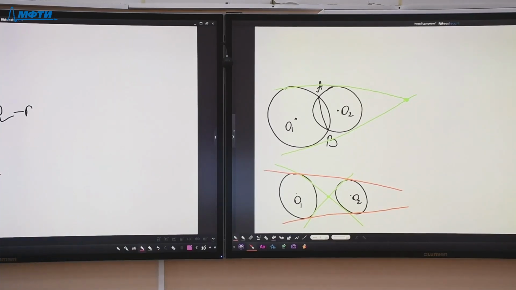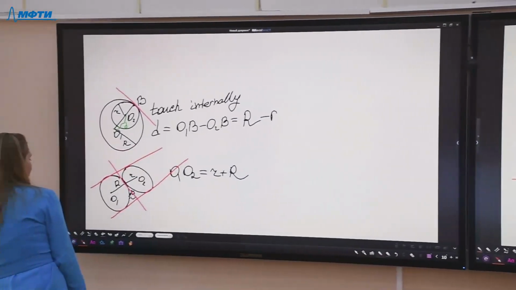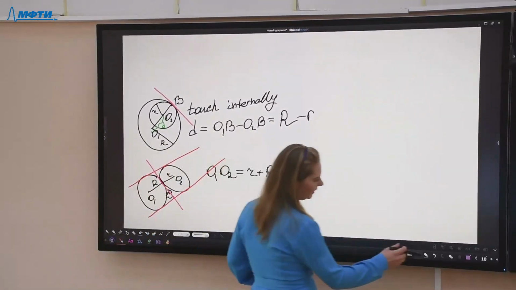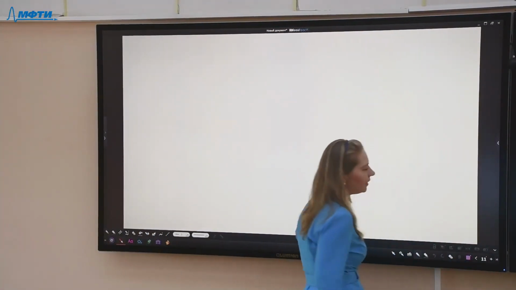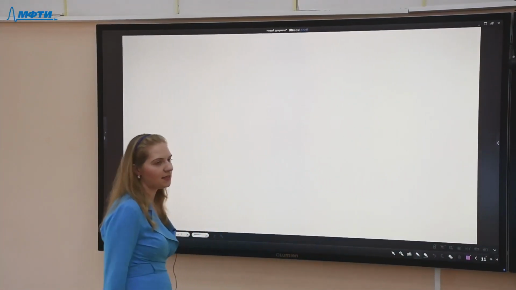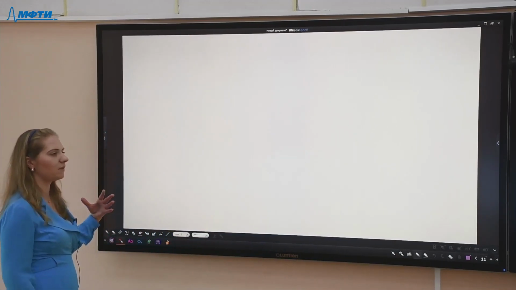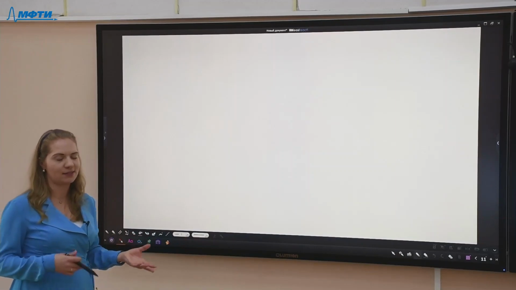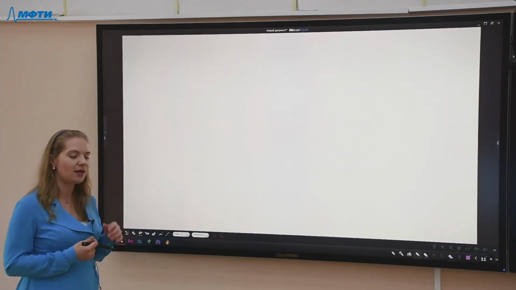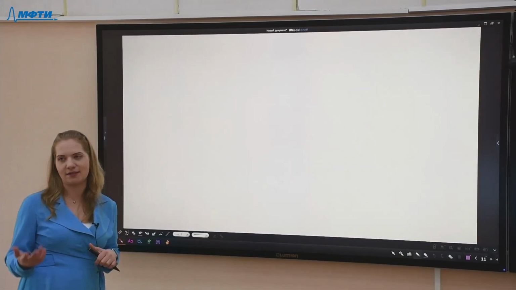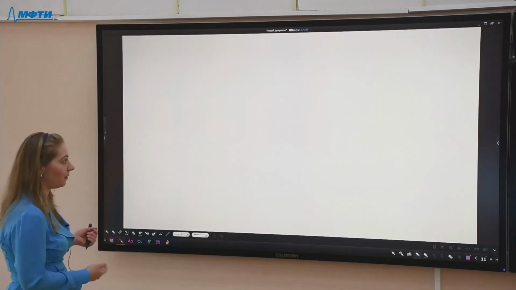Also, we have a lot of properties of secants, chords, arcs, and so on. And let's consider some of them. Again, we just formulate all the properties. We will not prove them, but you can use them at your practical classes to solve your problems.